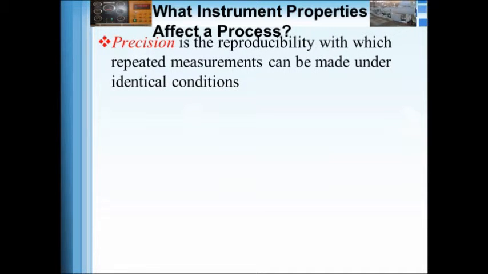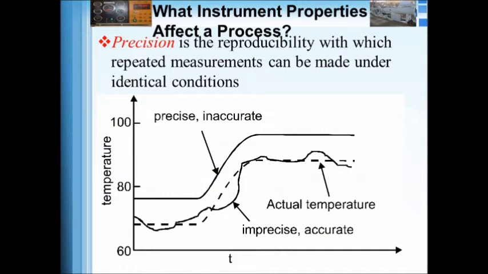Precision is the reproducibility with which repeated measurements can be made under identical conditions. Here in this graph you will see precision, accurate, and imprecision.